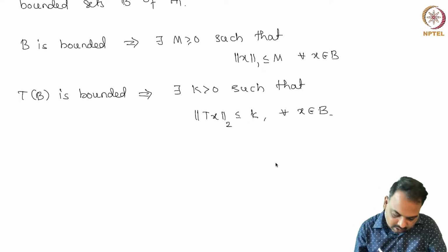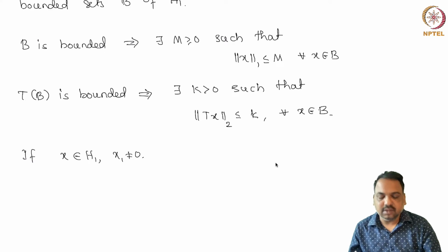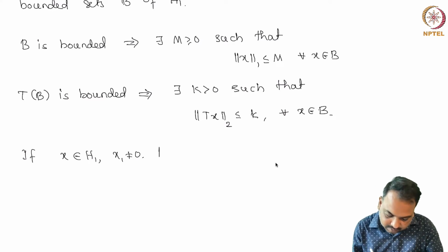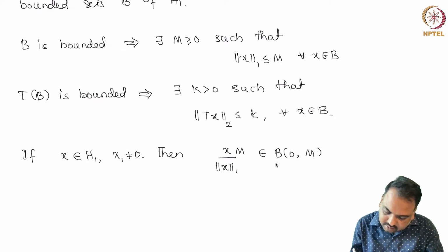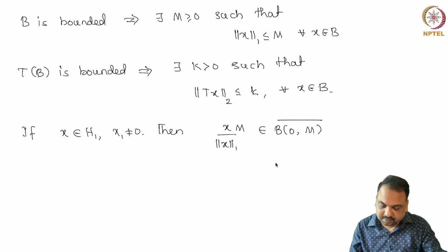So now let us take x in H1 with x non-zero. Then x by norm x is on the unit sphere of the first Hilbert space. So we can say that x by norm x, multiplied by m, is in the closed ball centered at 0 with radius m, because the norm of this element is less than or equal to m.